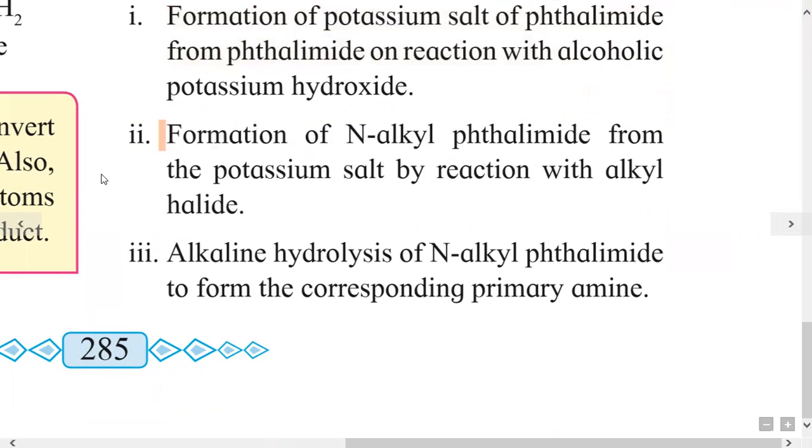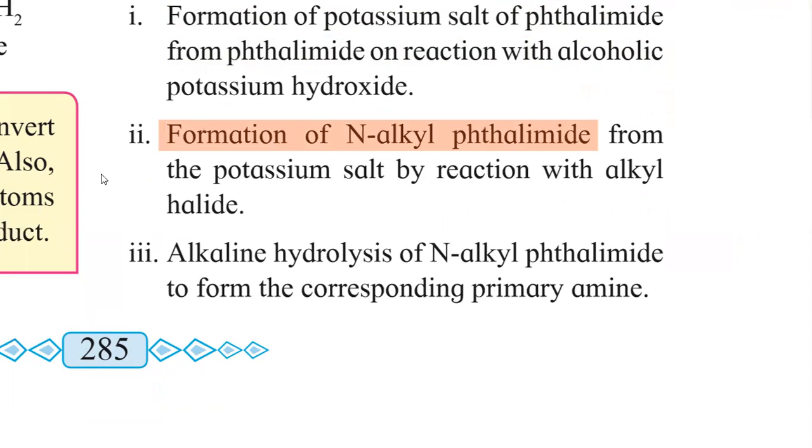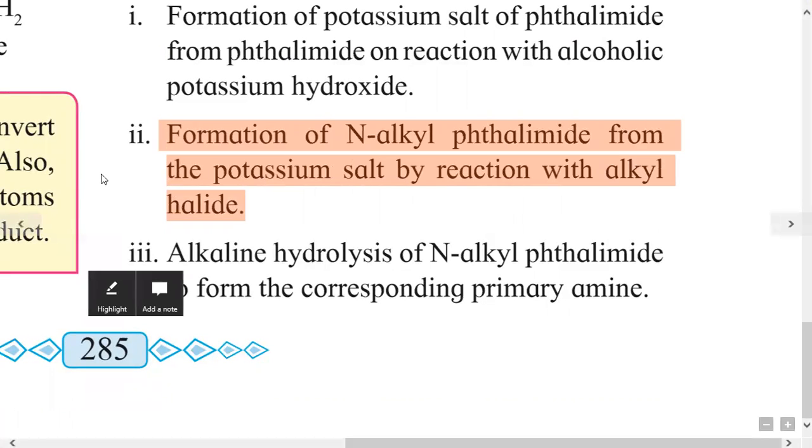Then the formation of N-alkyl phthalimide from the potassium salt of phthalimide by reaction with alkyl halide. That is the second step. What is the second step? When alkyl halide reacts with the potassium salt of phthalimide, it gives N-alkyl phthalimide.